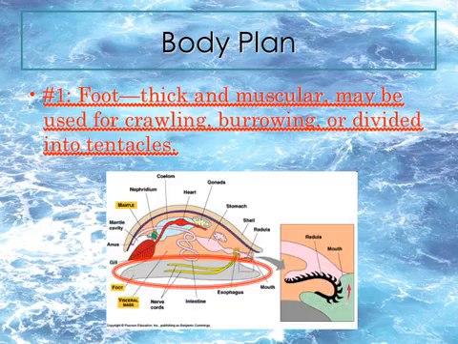The first is a foot. The foot is a thick and muscular body part. It may be used for crawling or burrowing, or it may be divided into tentacles. It depends on the mollusk. But this is a general picture of a mollusk, and the foot is right here sticking out. So pay attention to this foot here because it is going to differ among the different mollusks. But all mollusks have a foot.